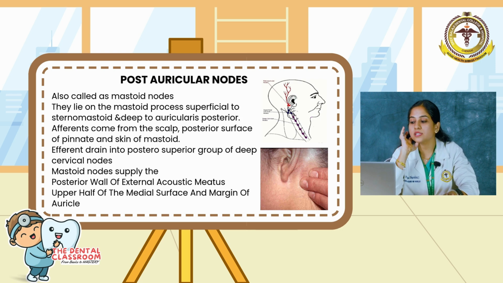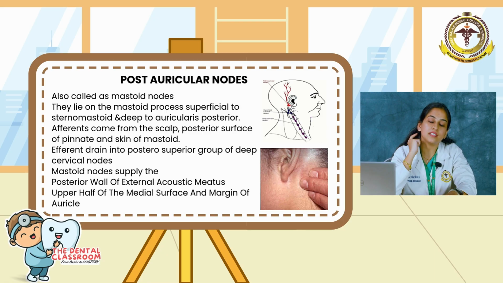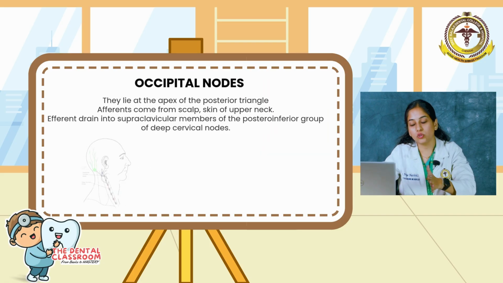Sometimes the posterior surface of the pinna, the ear being located here, is commonly affected, and then the drainage will be to the mastoid nodes. The efferents drain into the posterior superior group of the deep cervical nodes. So the posterior auricular nodes basically are for the mastoid group.